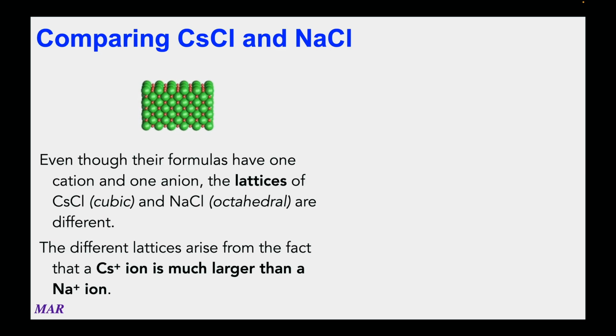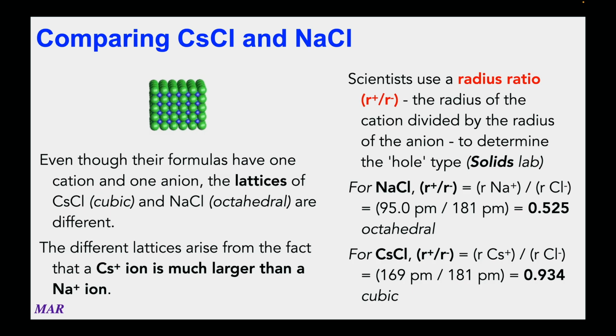The structure of sodium chloride is, therefore, different than that of cesium chloride. You might wonder why sodium chloride and cesium chloride, which are both 1 cation to 1 anion, have different unit cells. Like, why is the cesium chloride cubic and why is the sodium chloride octahedral? And it has to do with the size of the metal, the cation in this case.